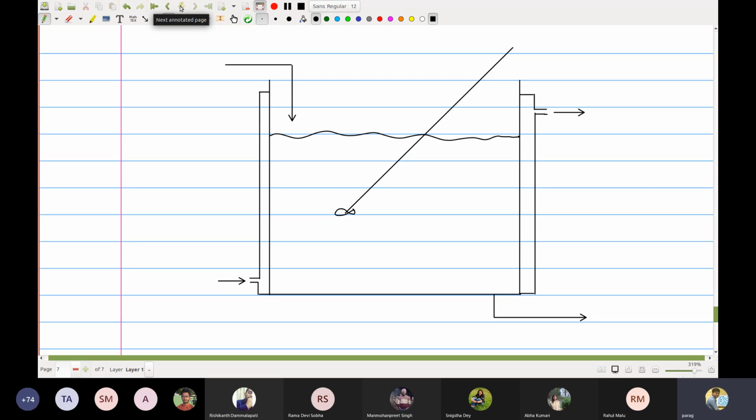So when you stop the operation and when you start the operation, at both phases there would be transients in your system, which means that there would be variables which change with time. So we are interested in understanding the transients.